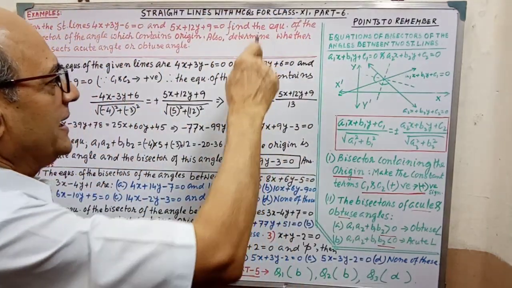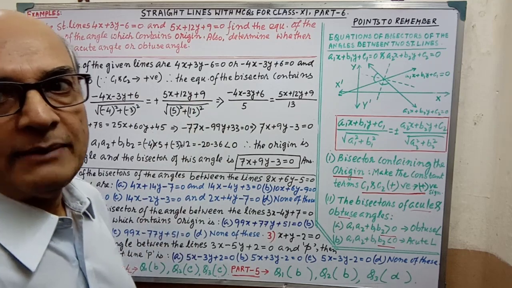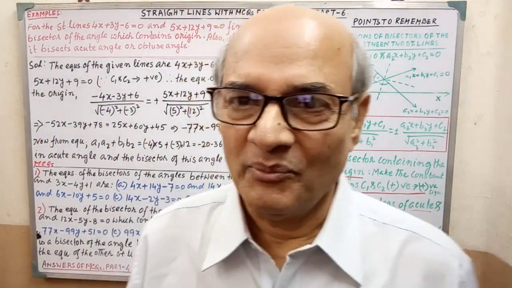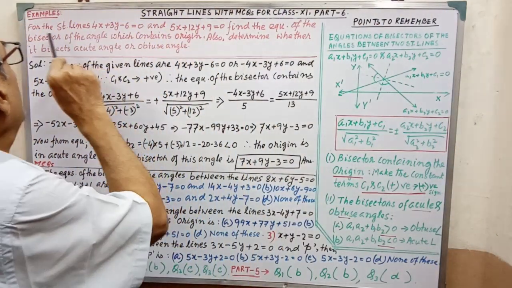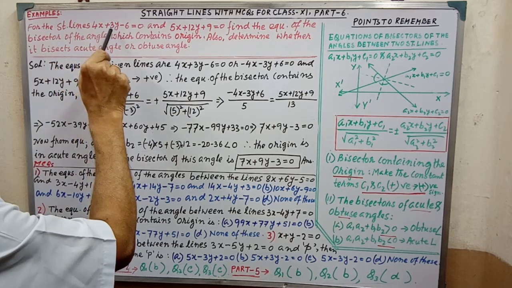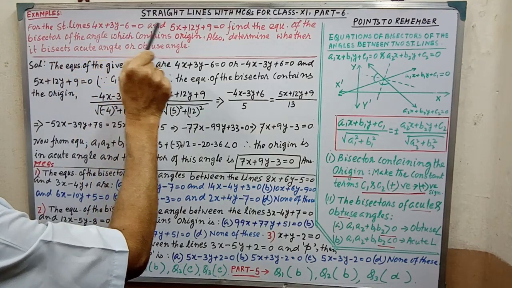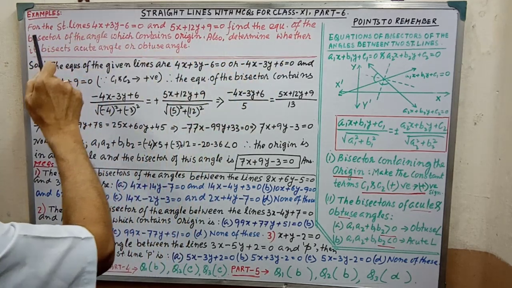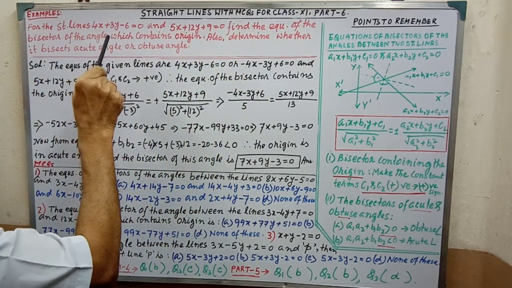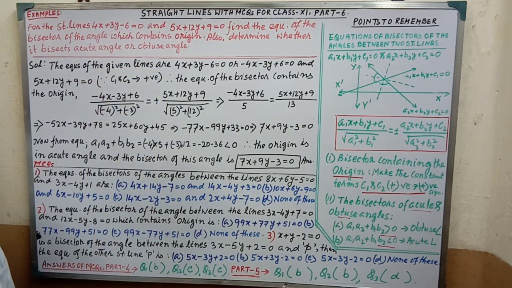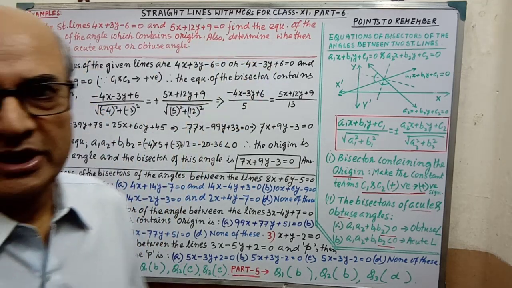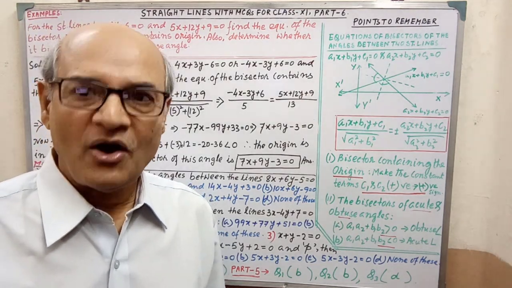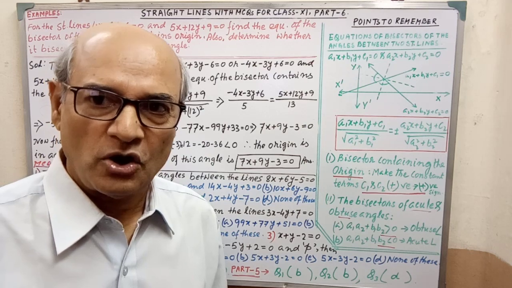On this, an example is given. In one example, you will get more information. Please pay your full attention. For the straight lines 4x plus 3y minus 6 equal to 0 and this, find the equation of the bisector of the angle which contains origin, and determine whether it bisects the acute angle or obtuse angle. Containing origin, and whether it bisects the acute angle or obtuse angle.